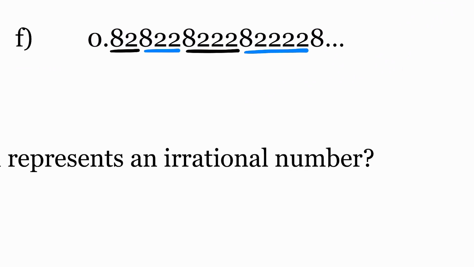For it to repeat, it would have to be 0.8282, oops, 82, 82, 82, and so on and so forth. Or 0.828, 828, 828. And it's not doing that, right? It's adding a 2 every time. That's a pattern, but it's not going to be a repeating decimal. So because of this, this is actually irrational.